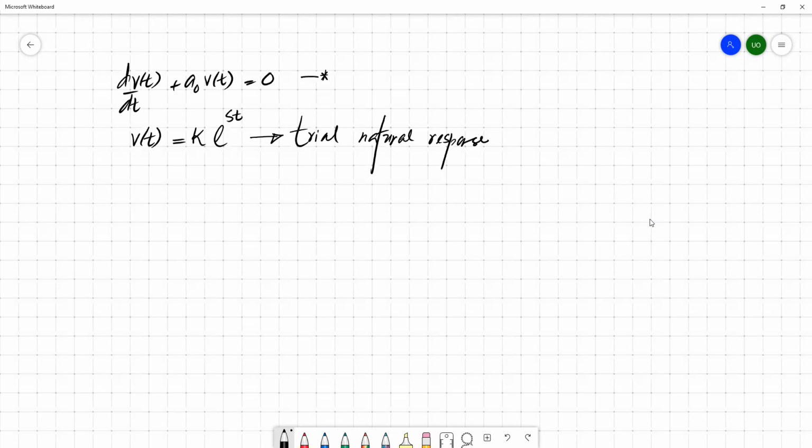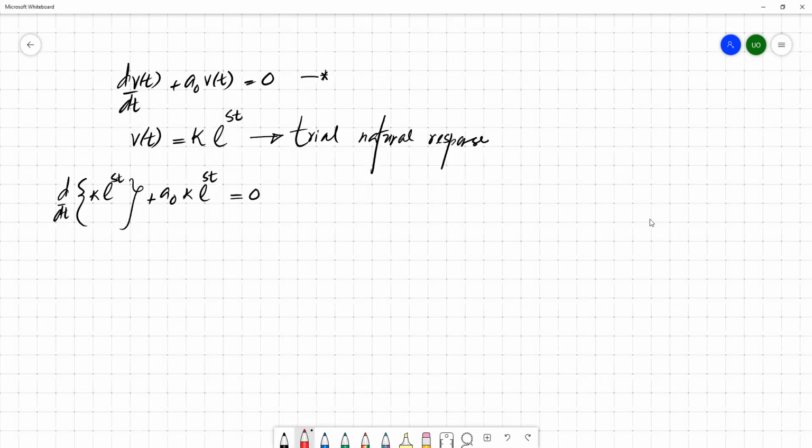So it means like this. The derivative of this plus a0 k e^(st) should be equal to 0. If whatever the proposed trial response is a solution of this differential equation, definitely this differential equation should be satisfied by the voltage response we considered as a trial solution.